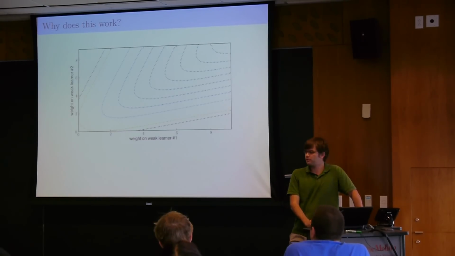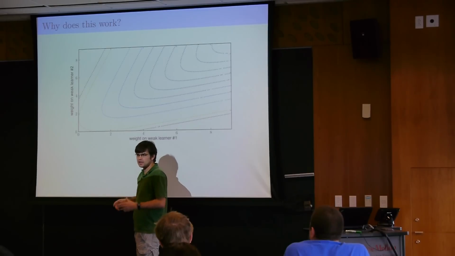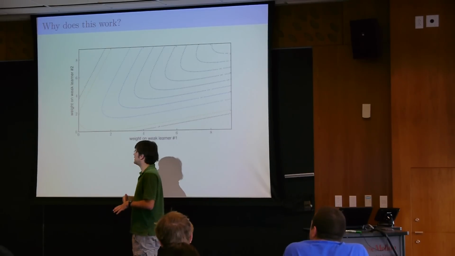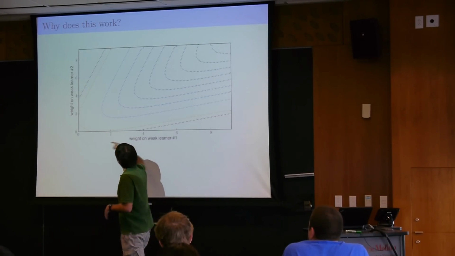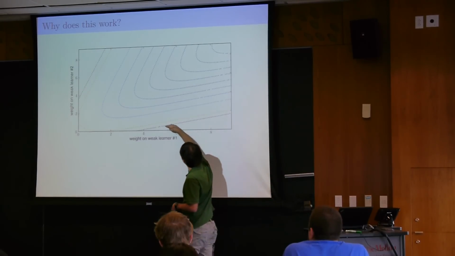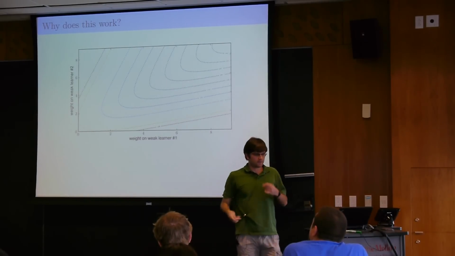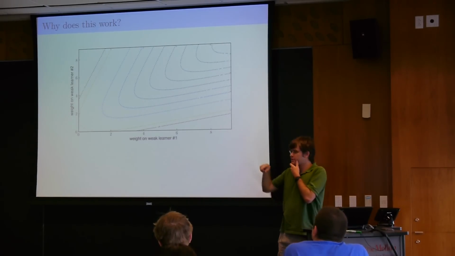So if I just assume we have two weak learners, and I draw the objective function we're trying to minimize, this is the weight on the first weak learner, the weight on the second weak learner. So I've got this set of level curves. Each one of these curves denotes a constant value for the objective function. So according to descent, what it's going to do is just follow a valley.